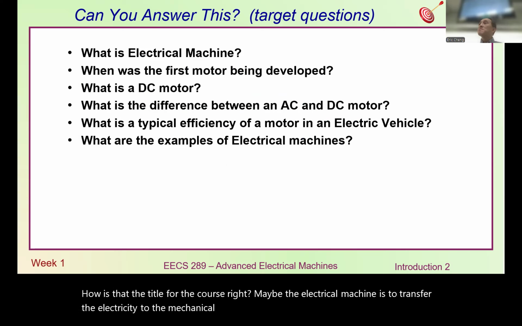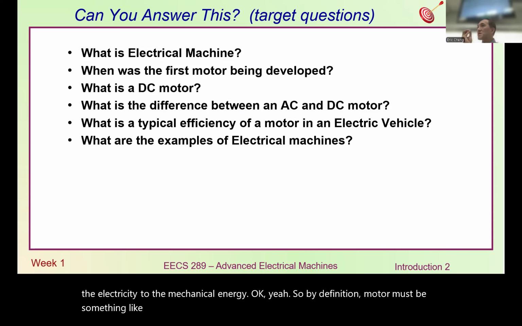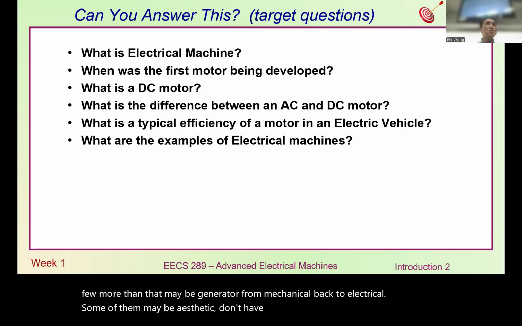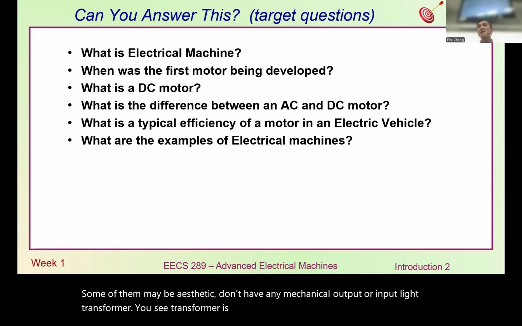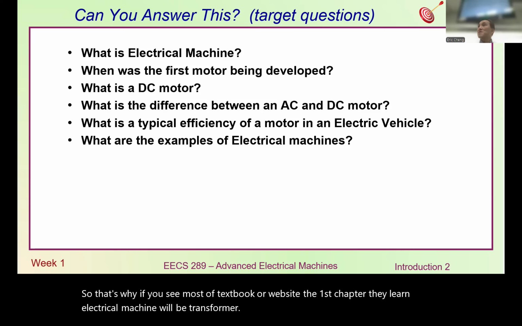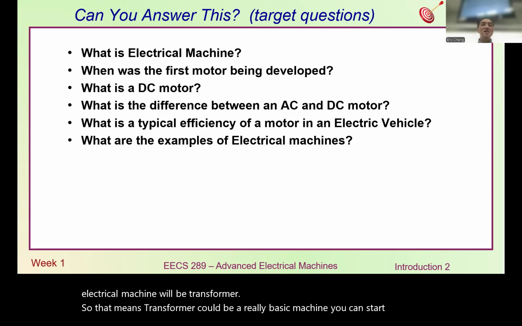Okay, yeah. So by definition, a motor must be something like this, electrical to mechanical. But the term machine actually includes a few more than that. Maybe a generator, from mechanical back to electrical. Some of them may be static, with no mechanical output or input, like a transformer. A transformer can also be classified as a really basic machine. That's why in most textbooks or websites, the first chapter on electrical machines will be the transformer. That means the transformer is a really basic machine, and you can start to understand more about it.